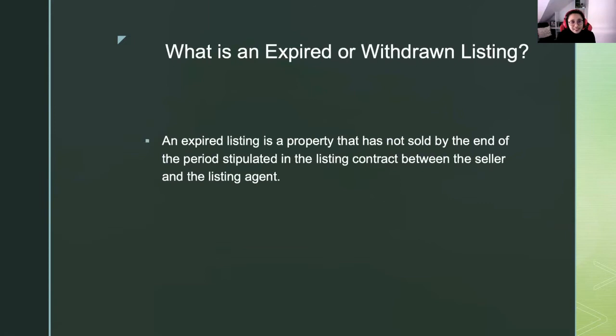So an expired listing is a property that has not sold by the end of a period stipulated in the listing contract between the seller and the listing agent. Basically, if I am your agent and you are the owner of the property and you agreed that I could sell your house for 6 months, and I was not able to sell your house, after 6 months automatically the listing will expire, okay?